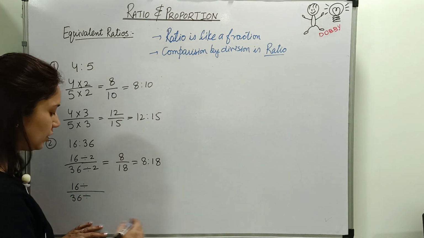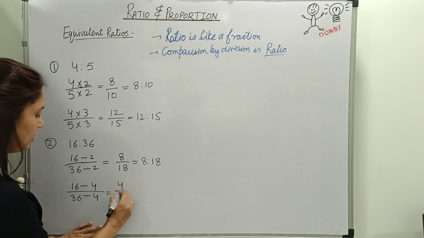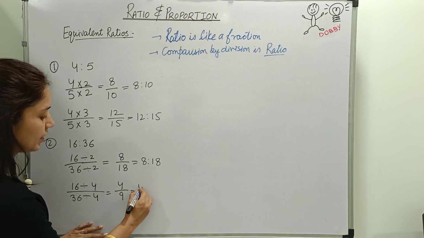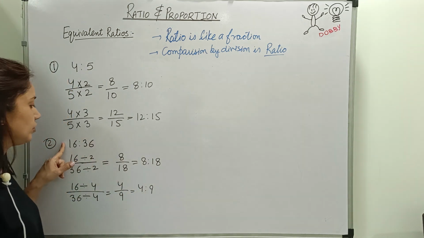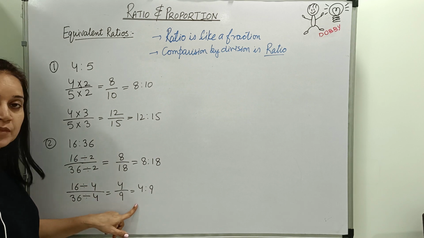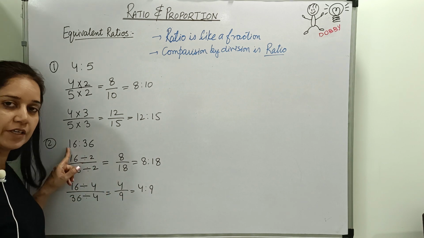Divided by 4 you can choose. 4 4s are 16, 4 9s are 36. So yes, 4 is to 9 is the equivalent ratio of 16 is to 36. This is how we find equivalent ratio of the given ratio.